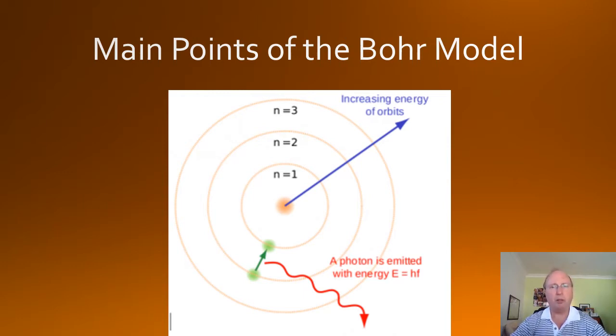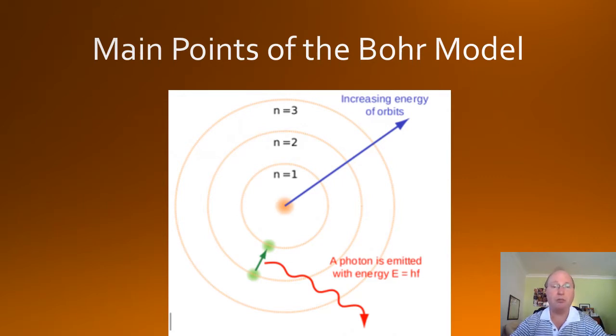Now, in the Bohr model of the atom, electrons exist in one of a number of stable energy states. Electrons move from lower to higher energy levels when they gain energy from a photon. Electrons emit energy as photons when they move from higher to lower energy levels.